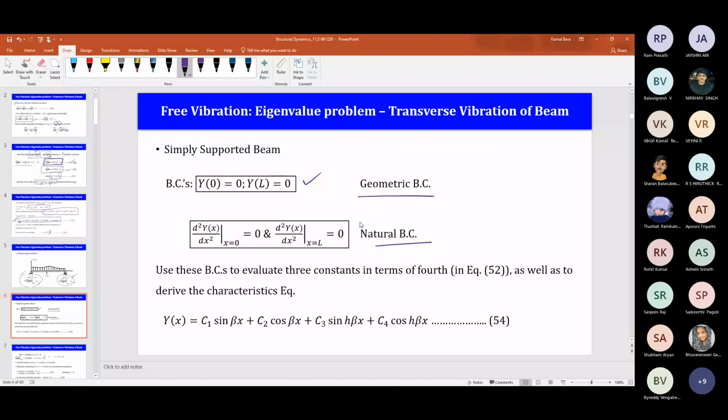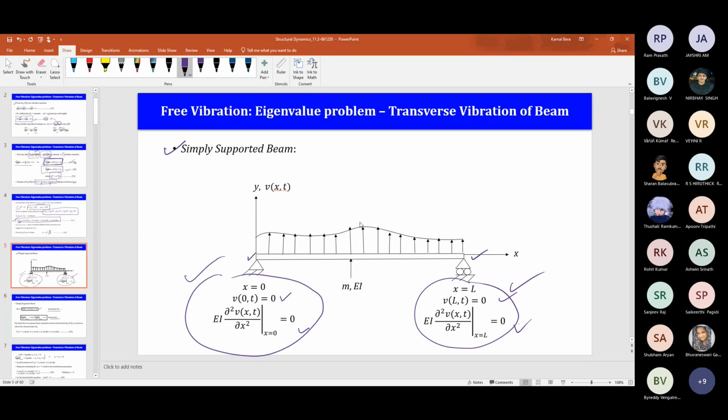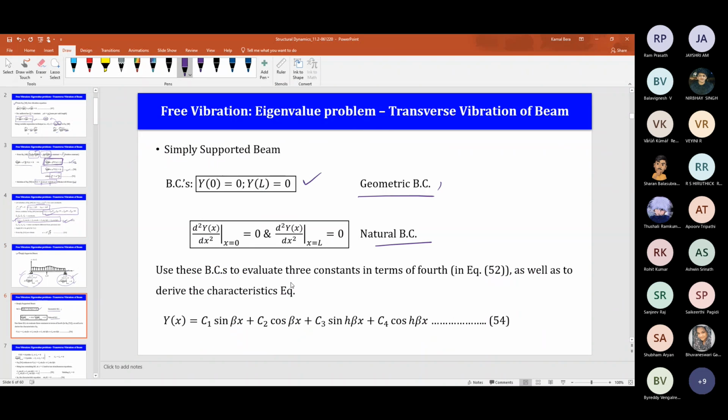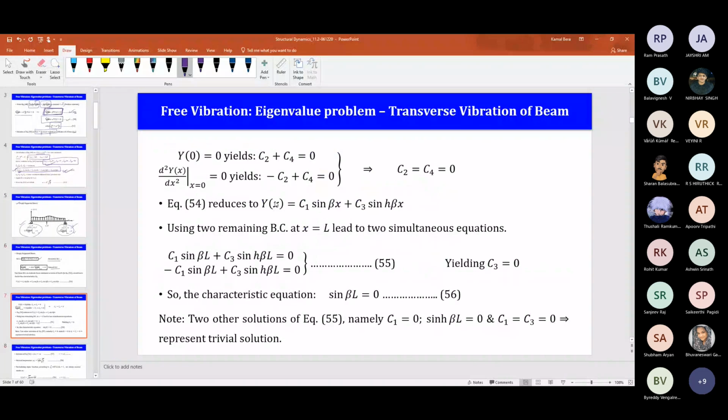Okay, geometric or essential boundary condition. Now I am going to use these 4 boundary conditions to evaluate the coefficients in this expression. Basically that is our aim. While doing that, we obtain this first term as 0, and then we got the remaining 2 equations. By making the determinant 0 for a non-trivial solution, we get the characteristic equation sin beta equals 0, which is a very simple solution.